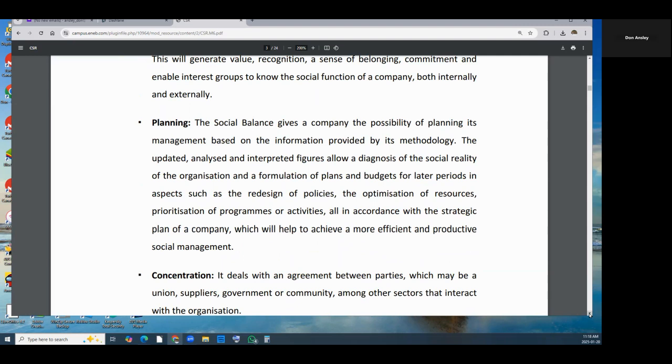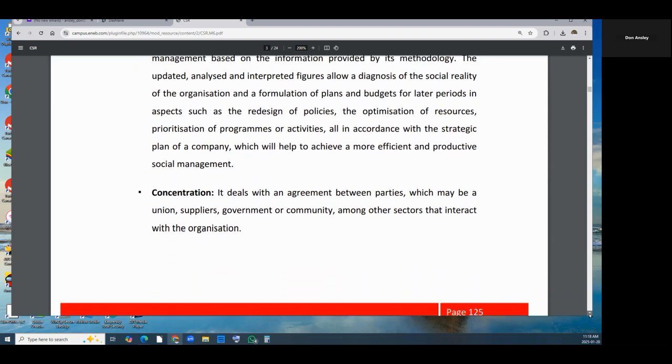The updated, analyzed, and interpreted figures allow a diagnosis of the social reality of the organization and the formulation of plans and budgets for later periods in aspects such as the redesign of policies, the optimization of resources, prioritization of programs and activities, all in accordance with the strategic plan of the company, which will help to achieve a more efficient and productive social management.